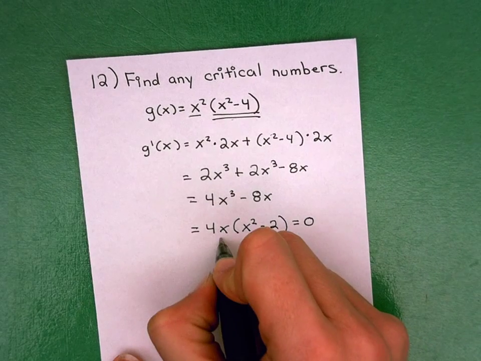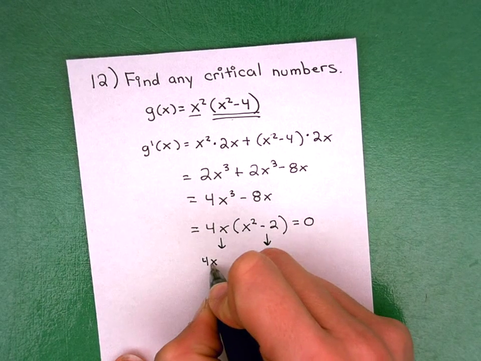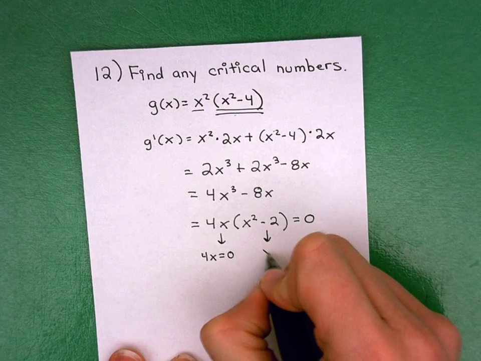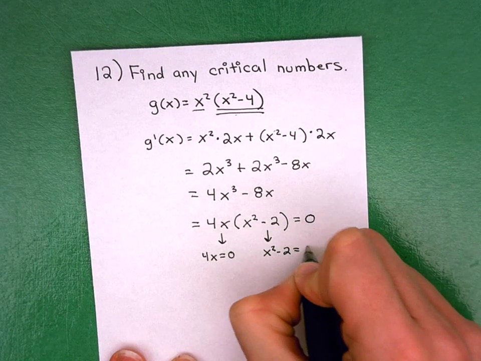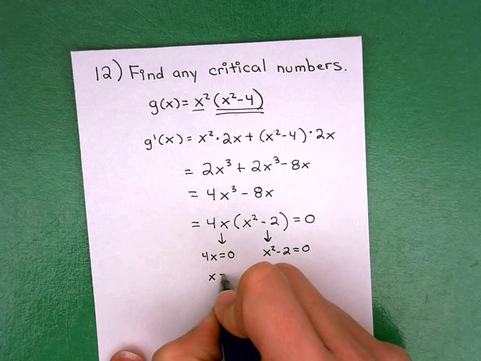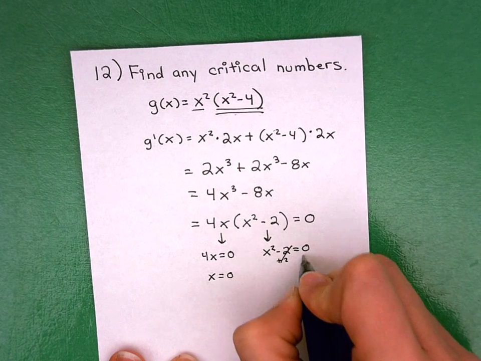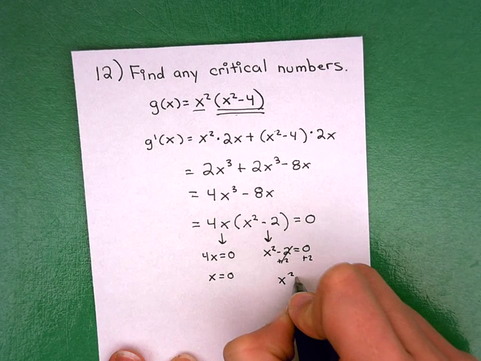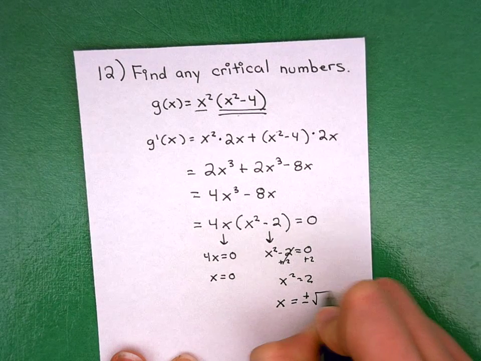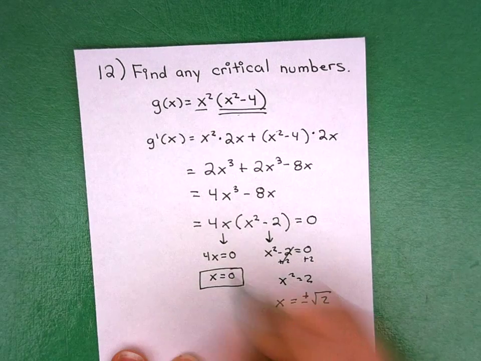Right, which allows us to take both of these separately and say, okay, what would x have to be for 4x to equal 0? And what would x have to be for x squared minus 2 to equal 0? Okay, well, in this first one, x would be 0. And in this second one, if I add 2 to the other side, I get x squared equals 2. And when I take the square root, I get plus or minus root 2. And so all three of these would be critical numbers.